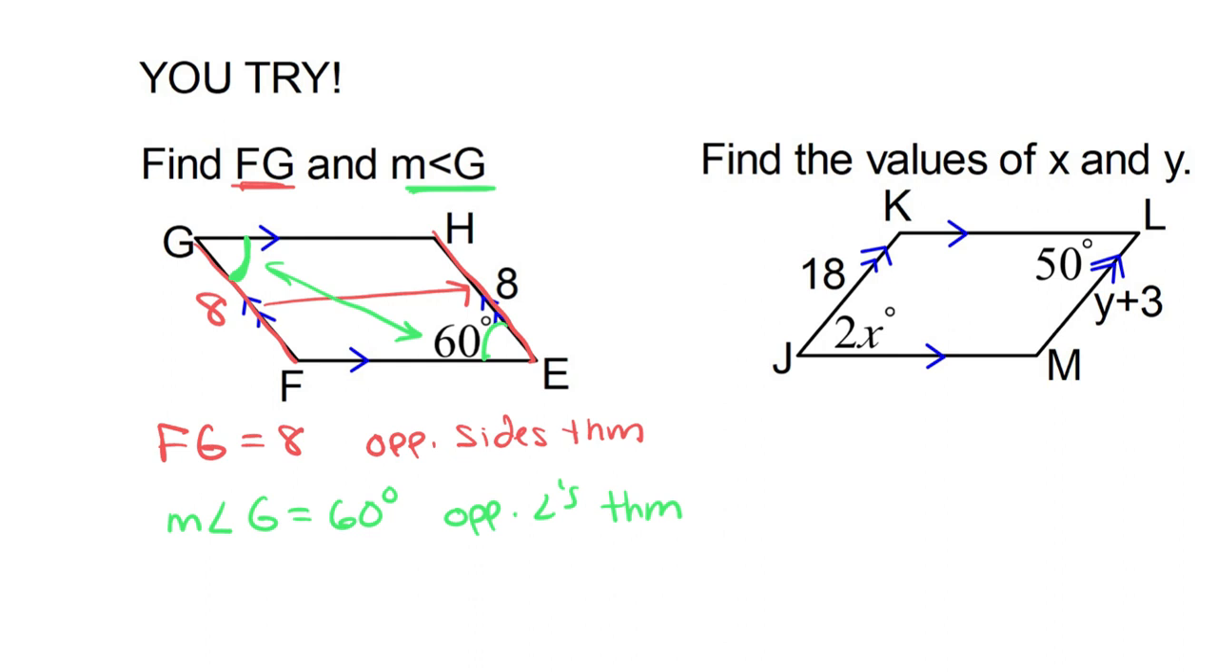Okay, taking a look at our other example. We want to find x and y. X happens to be 2x, which is angle J, which is opposite of angle L. So that would mean these diagonal angles are going to be equal. So 2x equals 50, and that gives us x is 25 when you divide by 2. Since it's opposite angles, we're using the opposite angles theorem.